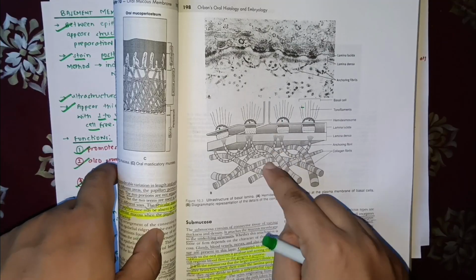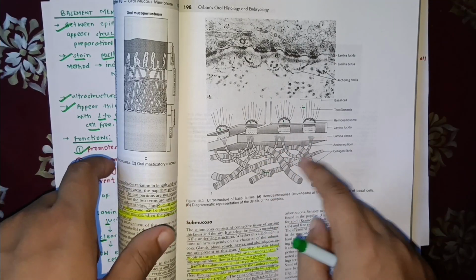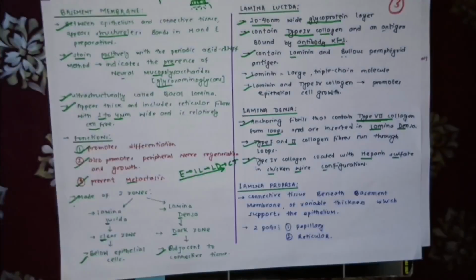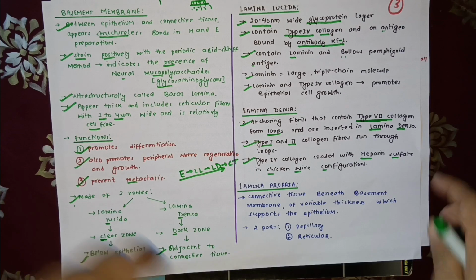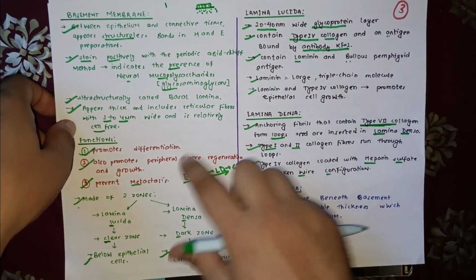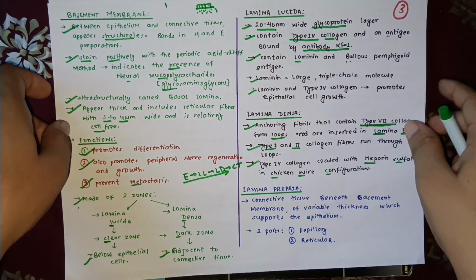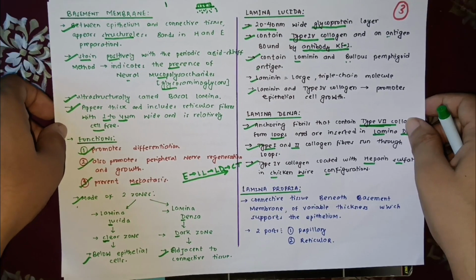You can draw this picture in your exam to get the full marks. And this is present in Orban's. So in the exam, when you write this much text, and after that you can draw that picture, then you can get proper marks in your theory exams.